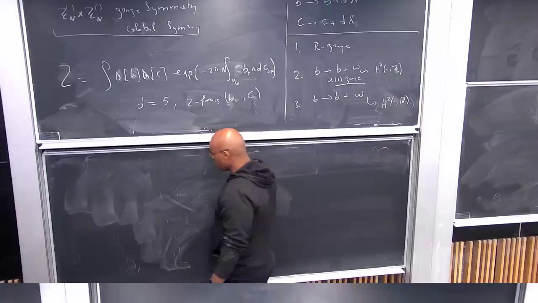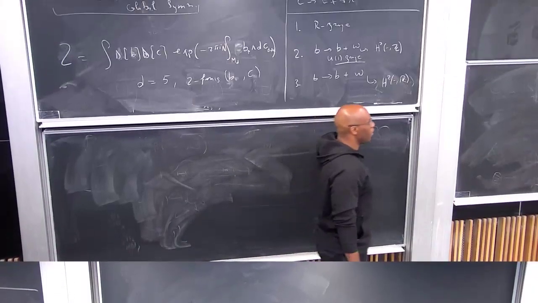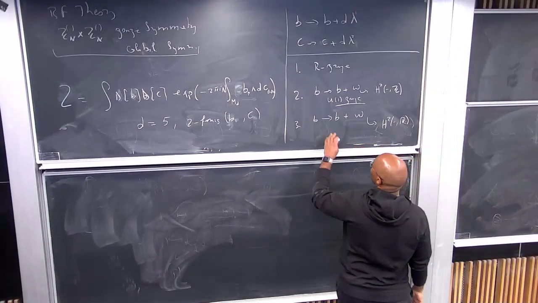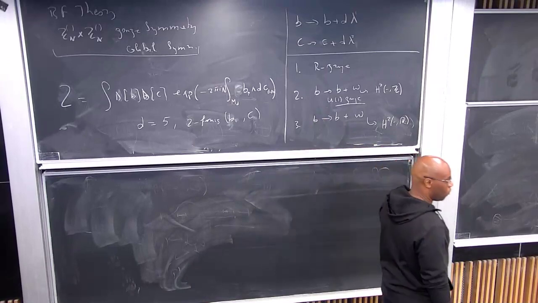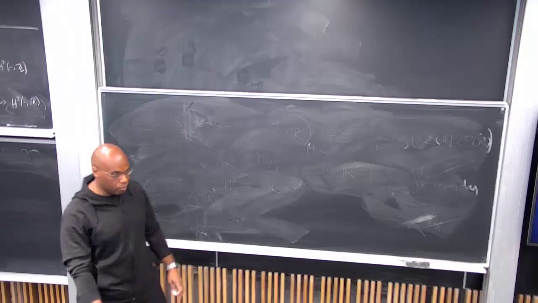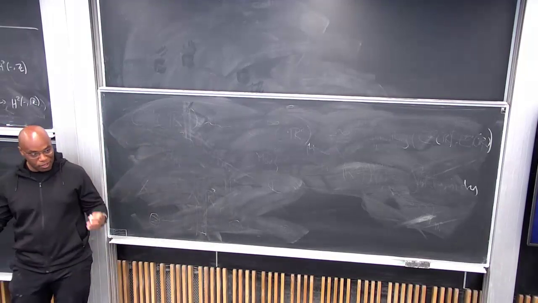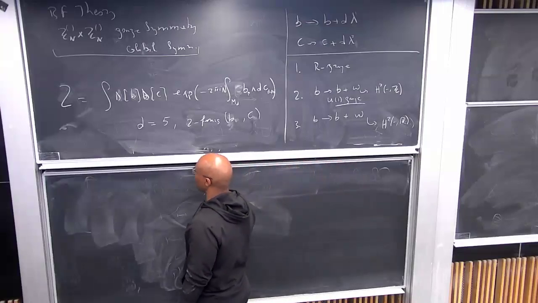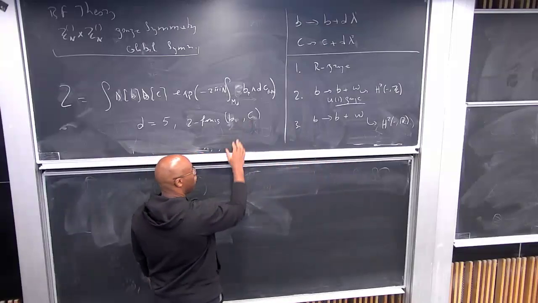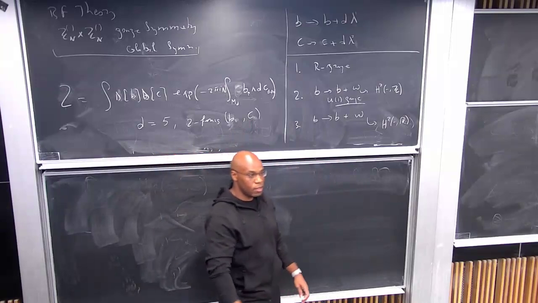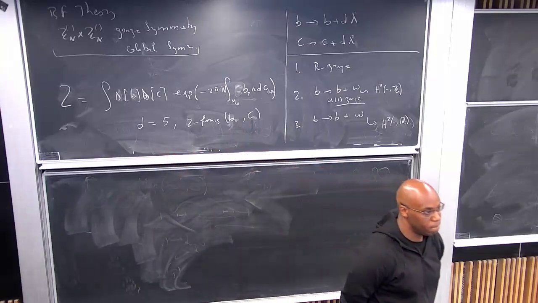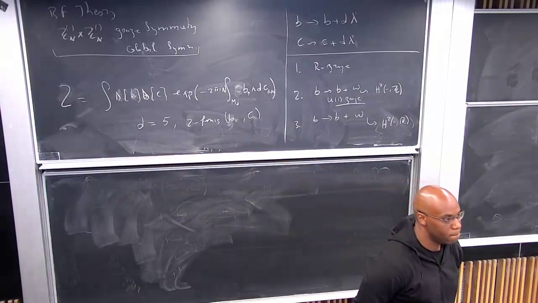Do you do it only for B and C stays R gauge? I can do it both for B and C, so I have in principle extra choices. And every single time, what the theory actually is could be dramatically different. And the way you want to see that is you want to think about the observables of these theories.